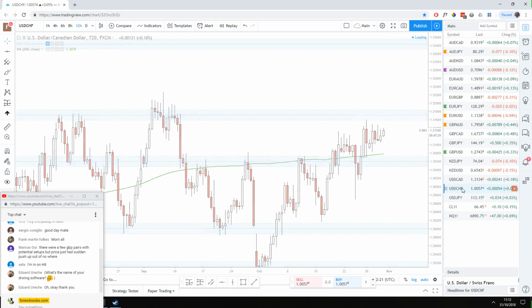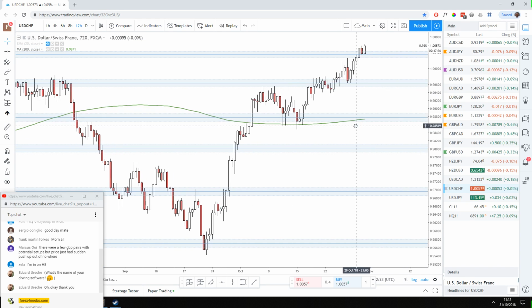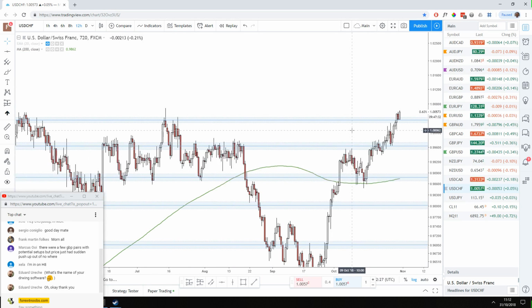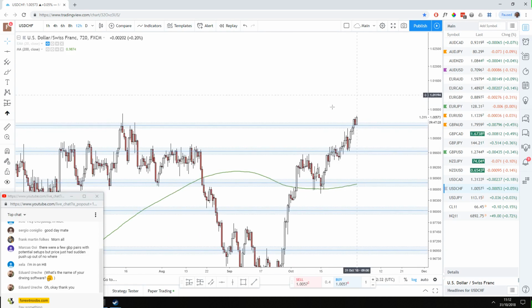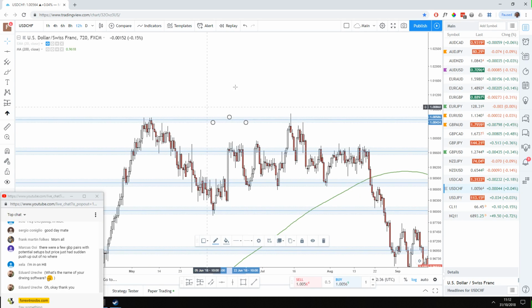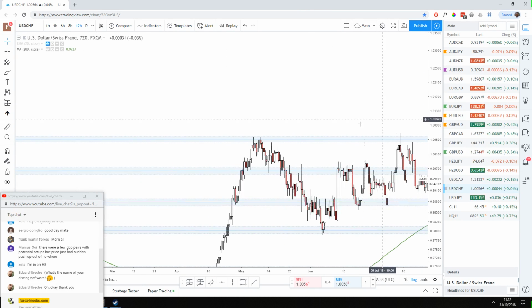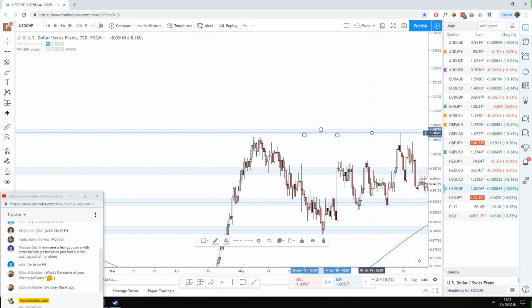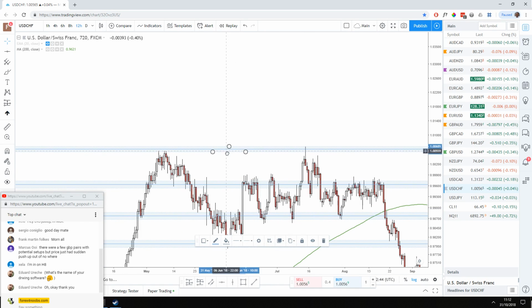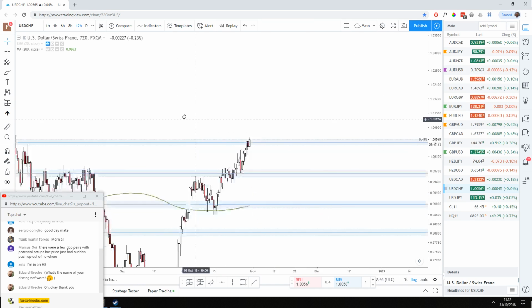USD CAD, not much going on there. USDCHF is interesting. It's broken above this resistance area. It's a really strong resistance area. It did get a bit higher last time. Yeah, it did, and the time before that. Let's keep a close eye on this level, guys.